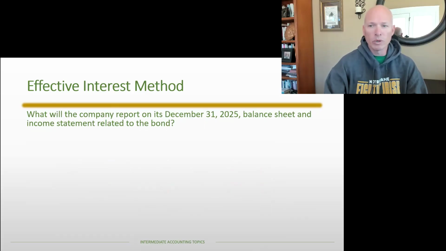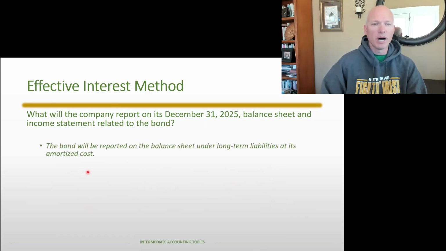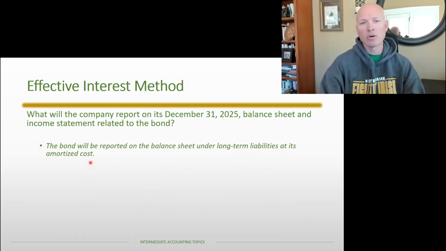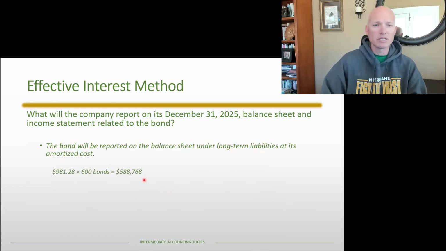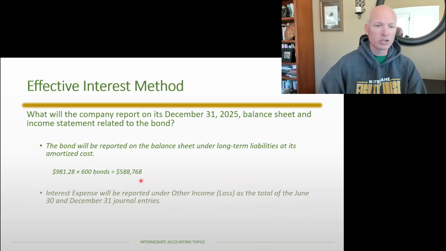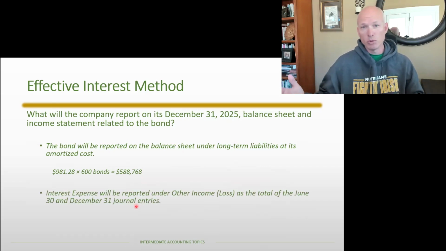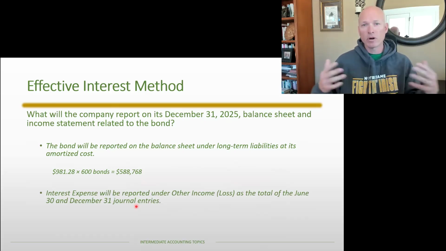And so what would we report? Well, first of all, the bond is going to be reported on the balance sheet under long-term liabilities. And it's going to be reported at the amortized cost, at that $981.28 per bond applied to the 600 bonds, which means the balance in our bonds payable on the balance sheet would be $588,768.